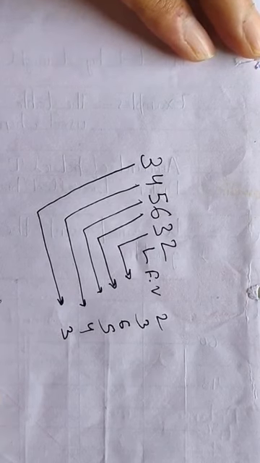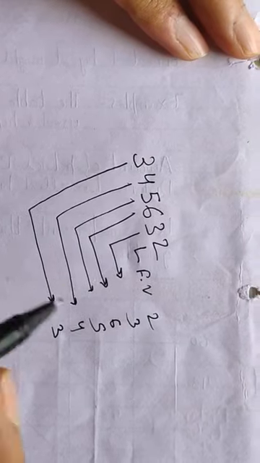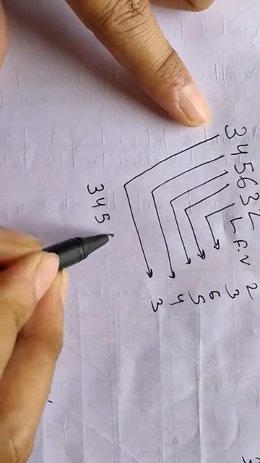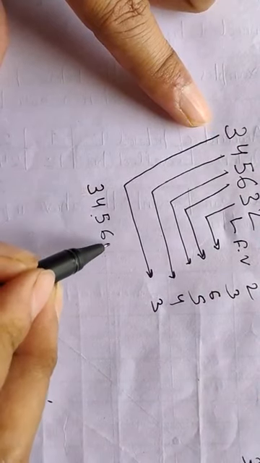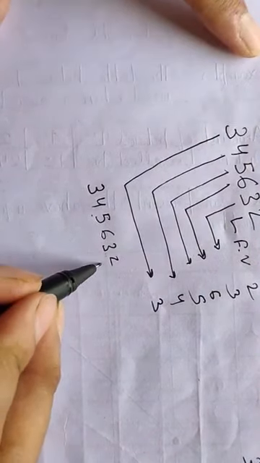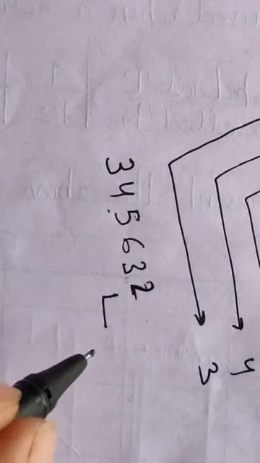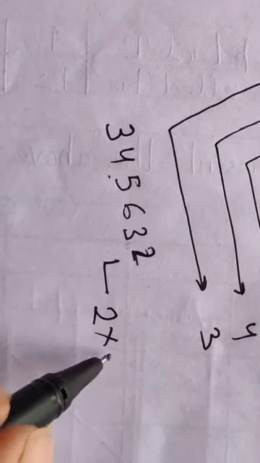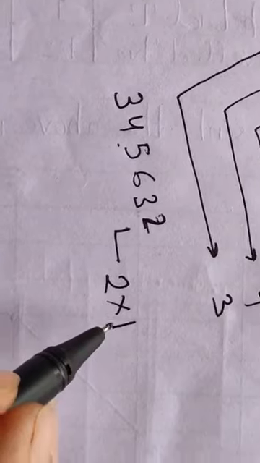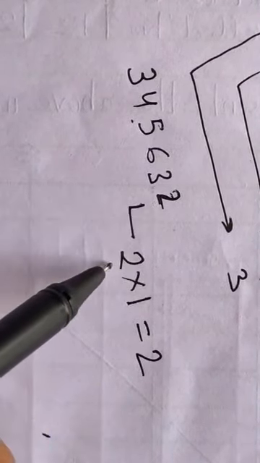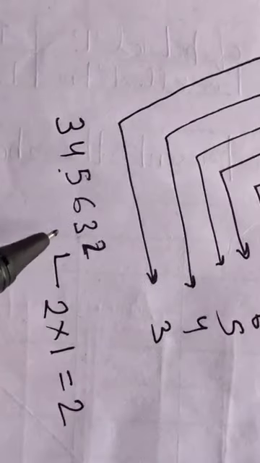What about place value? It depends on the place of the digit. Same example, 3, 4, 5, 6, 3, 2. What will be the place value of the digit 2? The 2 comes in the ones place. The place value of 2 will be 2 into 1, because the value of the ones place is 1. So the place value of 2 is 2.